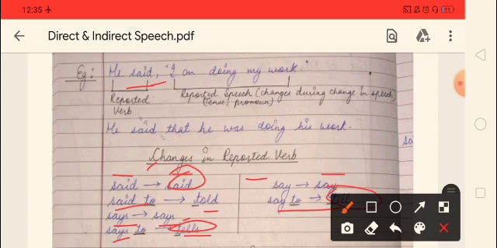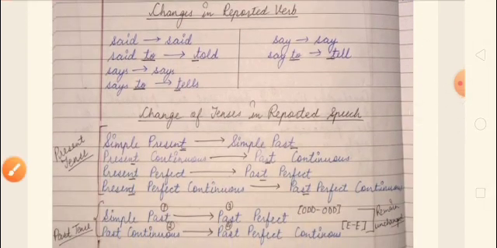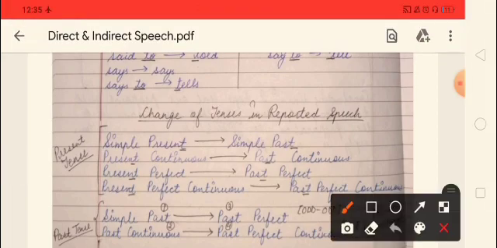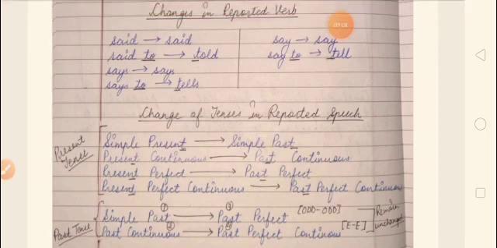In case of an assertive sentence, I'm repeating, in case of an assertive sentence. Now let us see what the changes are that are made in reported speech. The main changes are of tenses. And this applies to all types of sentences, whether it is an interrogative sentence, an assertive sentence, or an imperative sentence, it remains the same for all. Now let us see what the change of tenses in reported speech is.